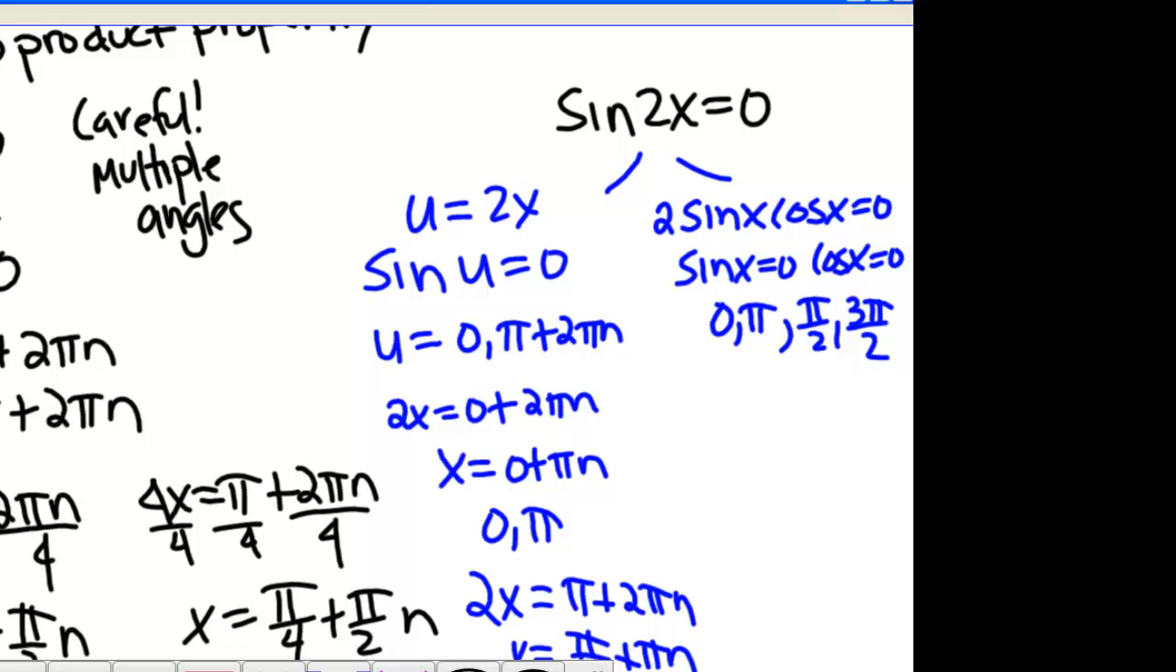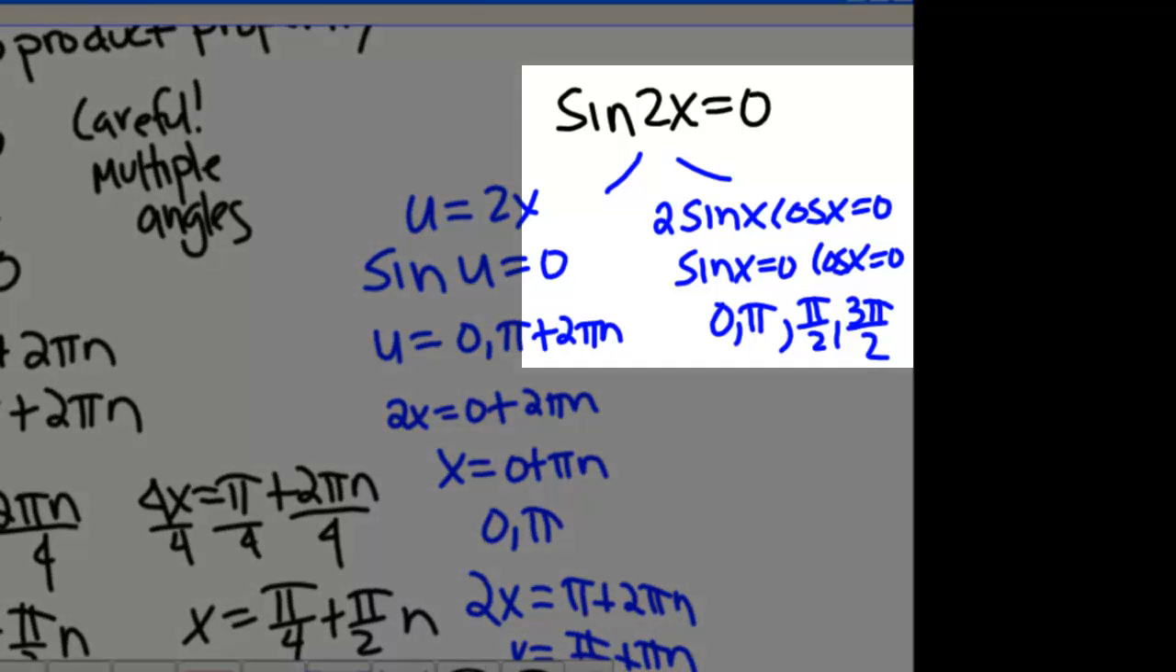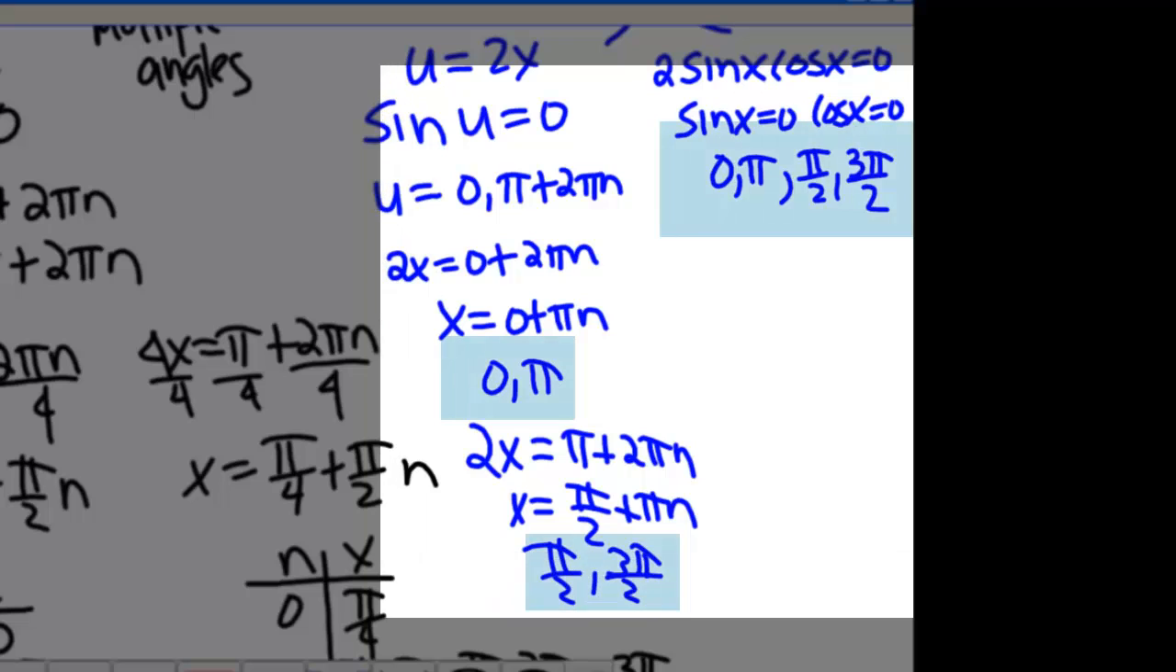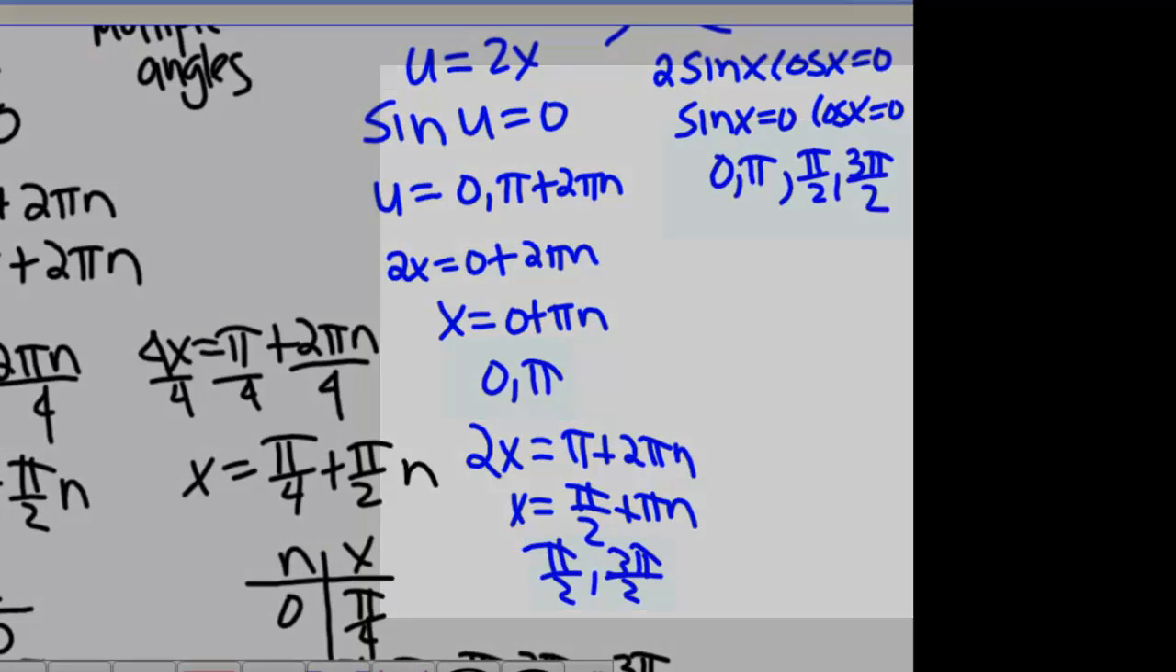Another way that I could have solved sine of 2x equals 0 is by using the double angle formula of 2 sine x cosine x equals 0. I can set sine x equal to 0, cosine x equal to 0, and notice how I still get the same answers of 0, pi, pi over 2, and 3 pi over 2 when I do it that way.